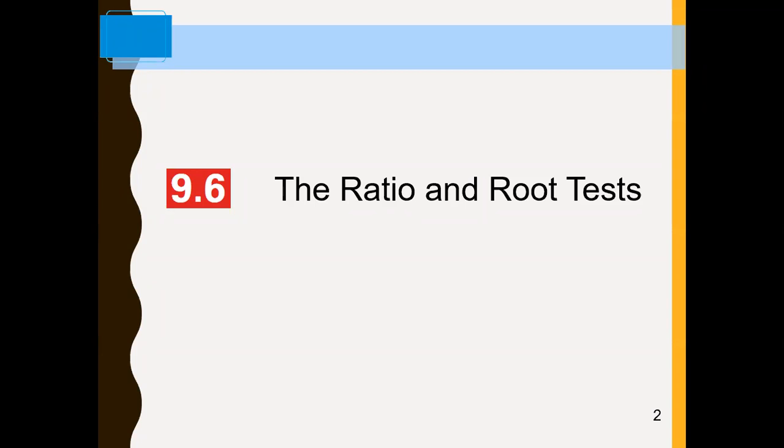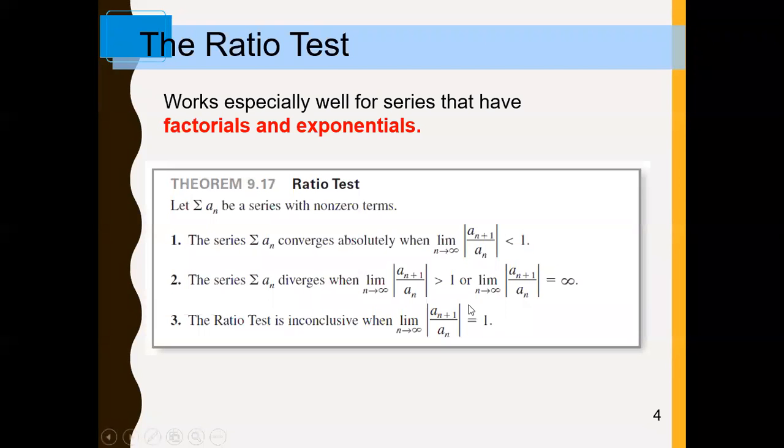But then we need to know stuff about it, like what values of x are we allowed to plug in at all and still get a converging series, okay? So that's why we're doing all this stuff. We have one more test to do, and that's the root test. But before we do that, I wanted to remind you of what the ratio test said, okay?